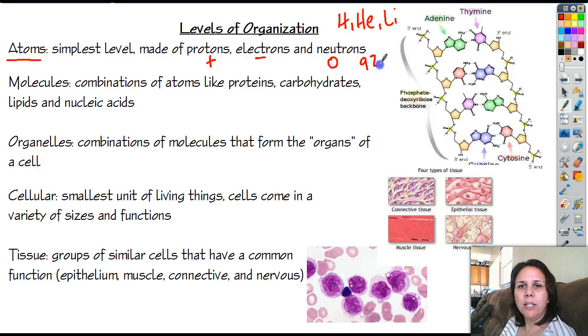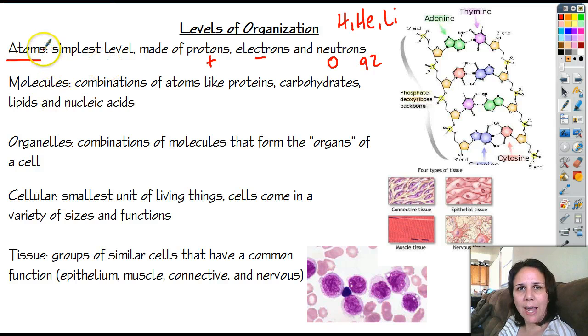So we have about 92 naturally occurring elements on the periodic table, although it goes up to like 118. That's because a lot of those after 92 are man-made. So they are only found when scientists throw a couple of atoms together, they stick together for a fraction of a second, they go, hey look, we have a new element.